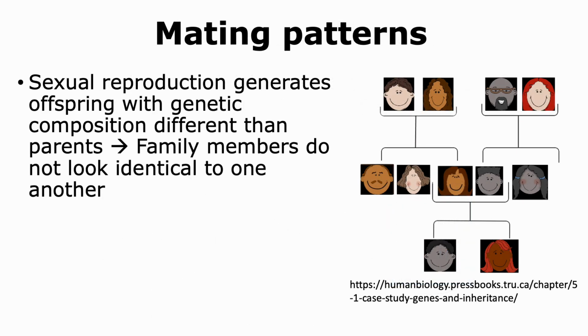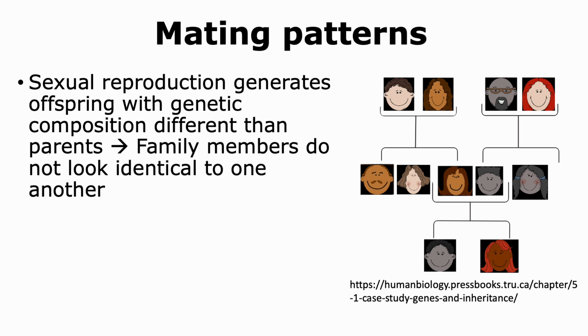Another factor that is able to drive evolution is mating patterns. Many multicellular organisms show the phenomenon of sexual reproduction, where the gametes from a male and a female can fuse to form a zygote. This zygote then undergoes development to give rise to the whole organism. Sexual reproduction generates offspring that have a genetic composition different than their parents. Thus, it is able to explain why members of a family do not look identical to one another, but do show similarities to one another.